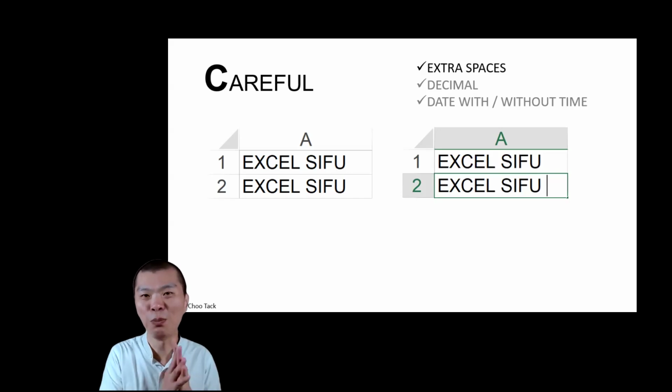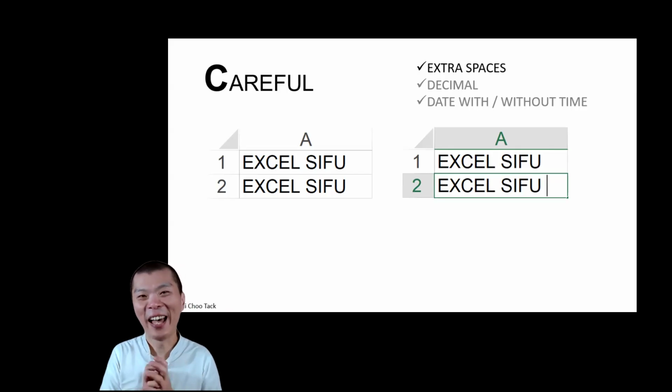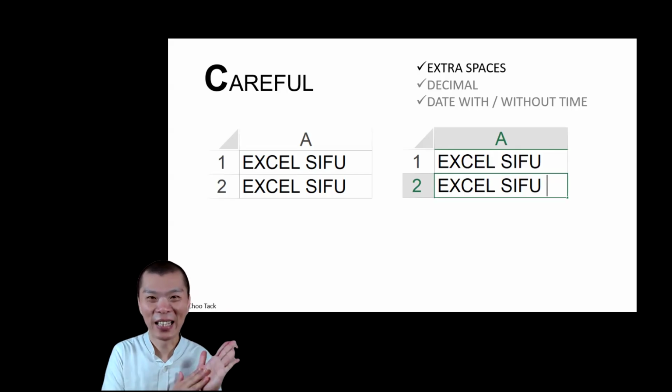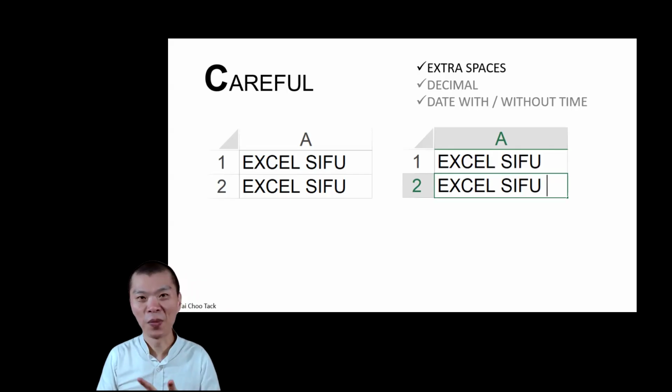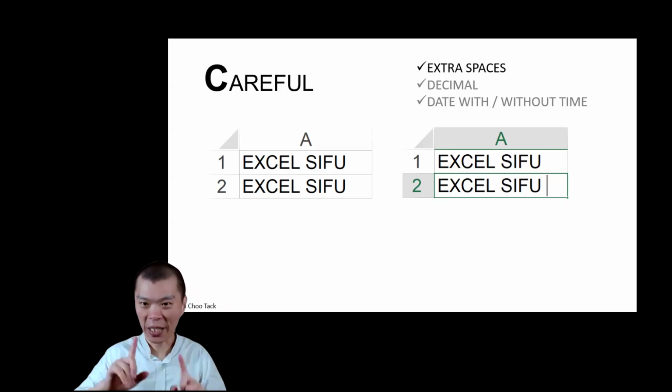Sometimes, especially when we are using mobile devices and doing data entry, it will add a space at the end because of autocorrect. And some people have a habit to add the space at the end of whatever they type. Because of the extra space, Excel will perceive them as two different sets of data. So just be careful about that.